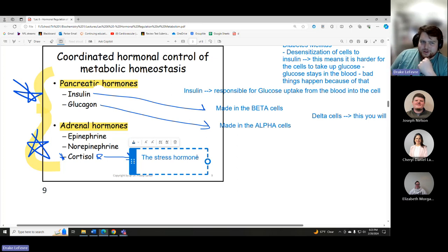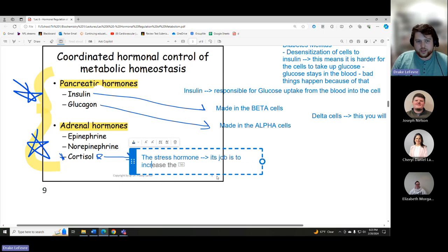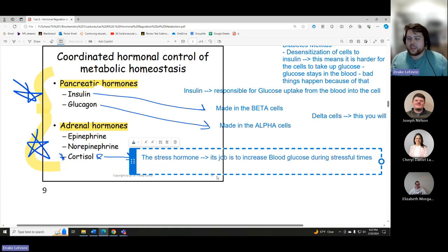So cortisol is a stress hormone. It's released when we're stressed, especially for long periods of time. And its job is to increase blood glucose during stressful times. So it keeps our blood glucose a little bit higher, so that way we have the energy. It's almost like putting ourselves more into that fight or flight mode, just a little bit, not quite as extreme as something like adrenaline would do. But it keeps our blood glucose high, so that way we can continue to do and finish all of the stuff that we're supposed to do during that time. That's cortisol's job.